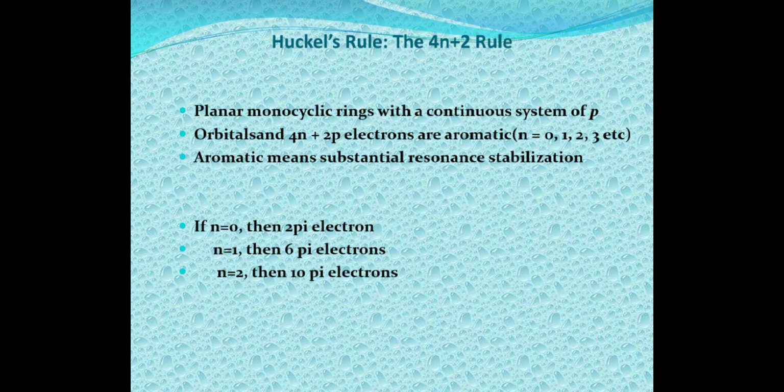According to Huckel, any molecule having 4n plus 2 delocalized pi electrons may be called aromatic. But the molecule must be planar, monocyclic, with a continuous system of p orbitals and 4n plus 2 pi electrons, where n is equal to 0, 1, 2, 3. Aromatic compounds always show resonance stabilization.